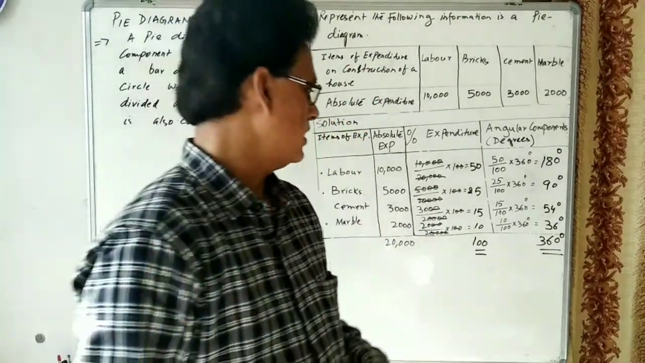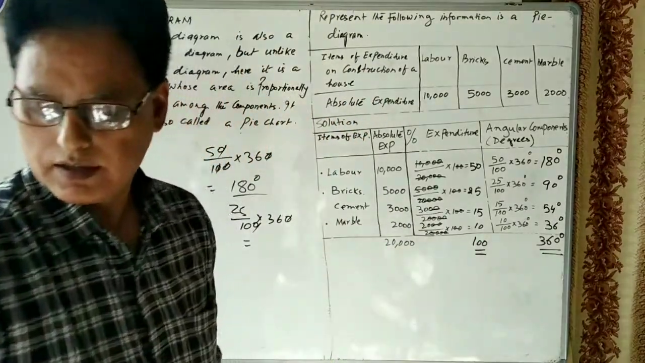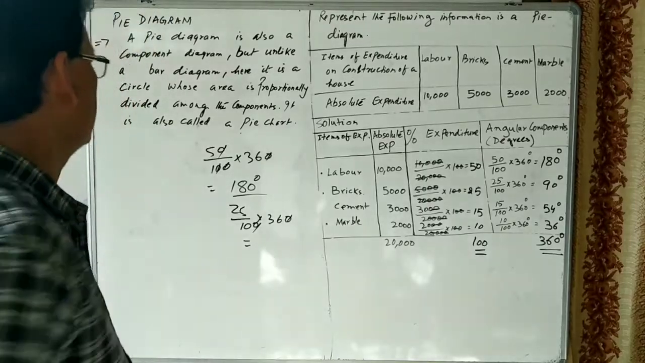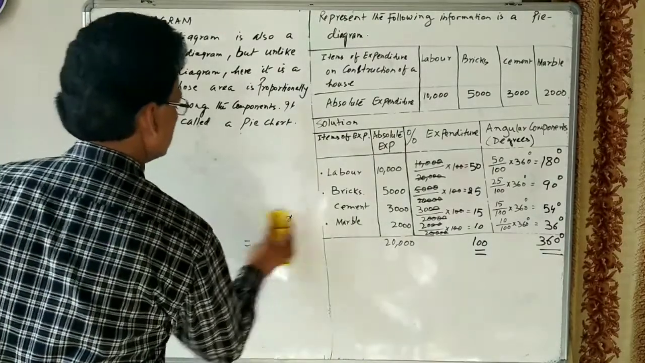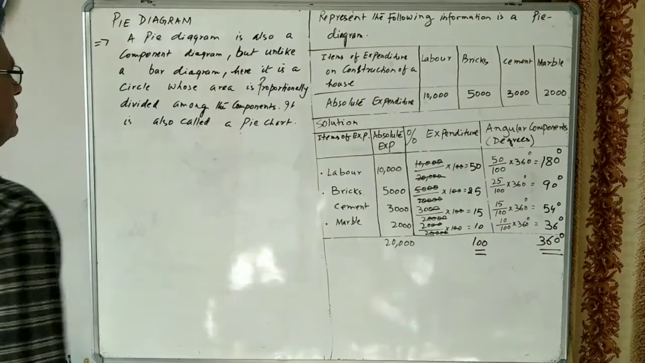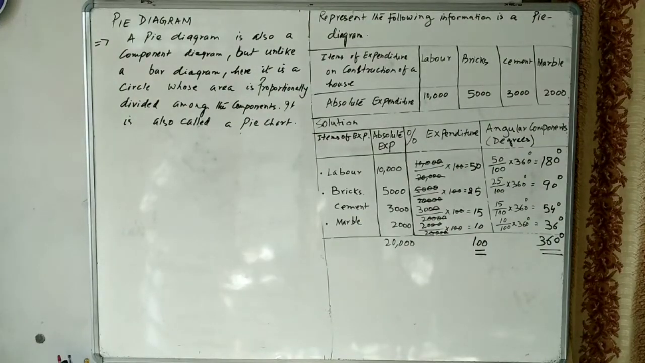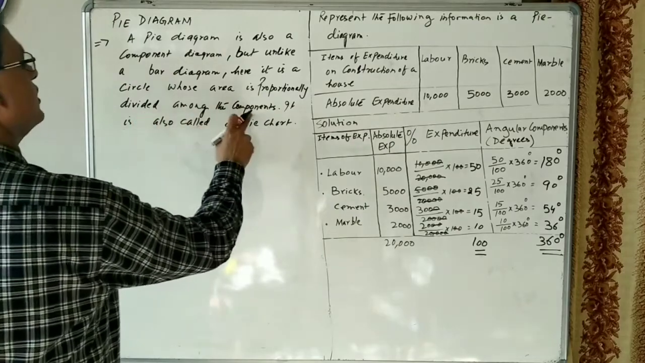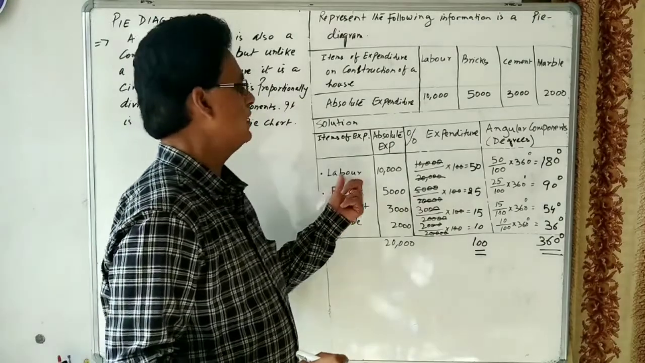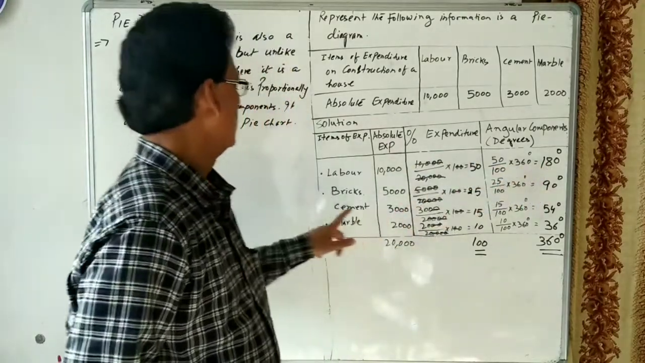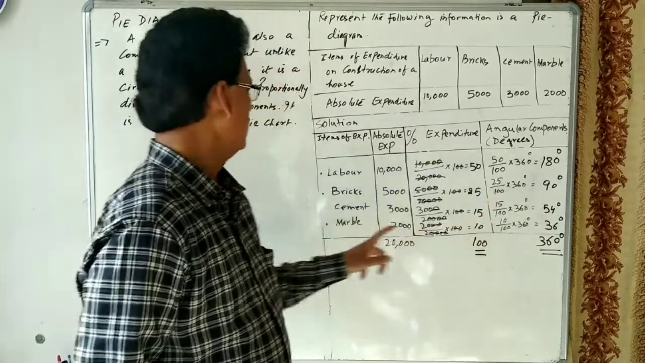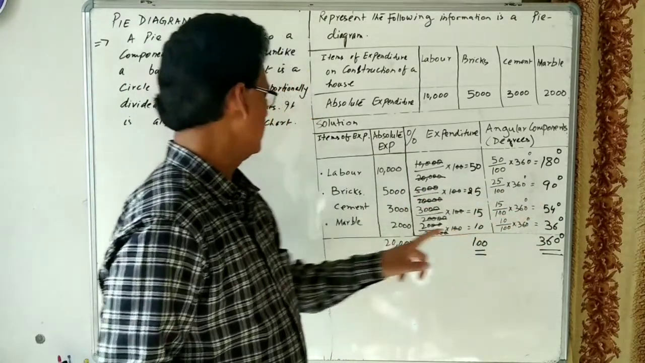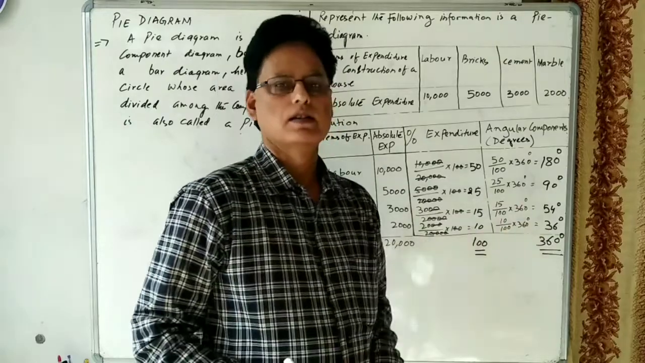So what we have seen is that this expenditure is being divided into different components. It means we have seen a circle whose area is proportionally divided among the components. So these are the components: labor 180 degrees, bricks 90 degrees, cement 54 degrees, marble 36 degrees.